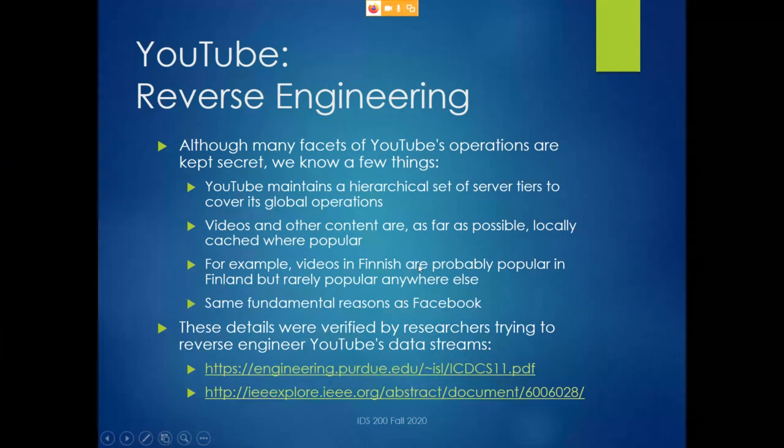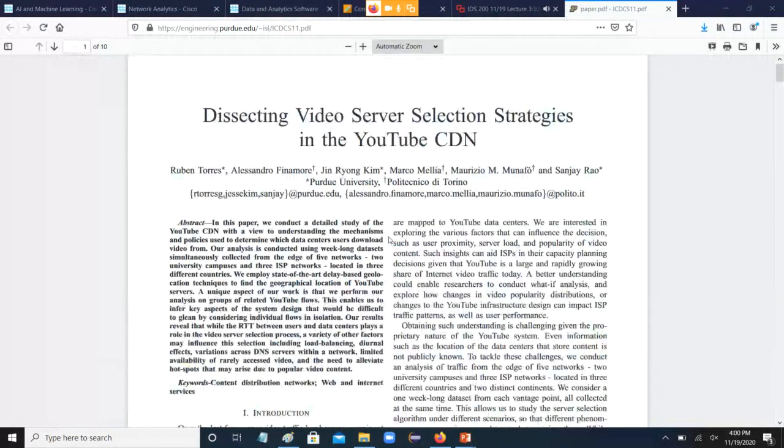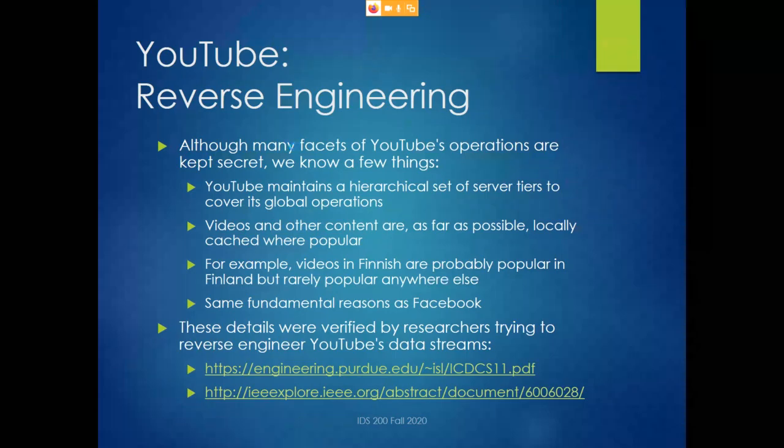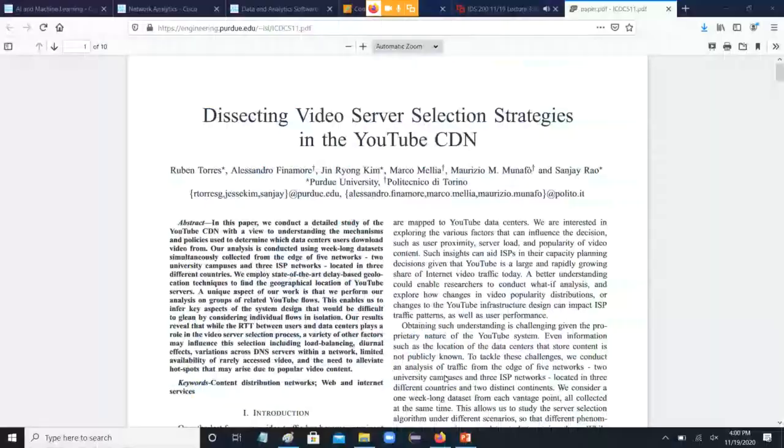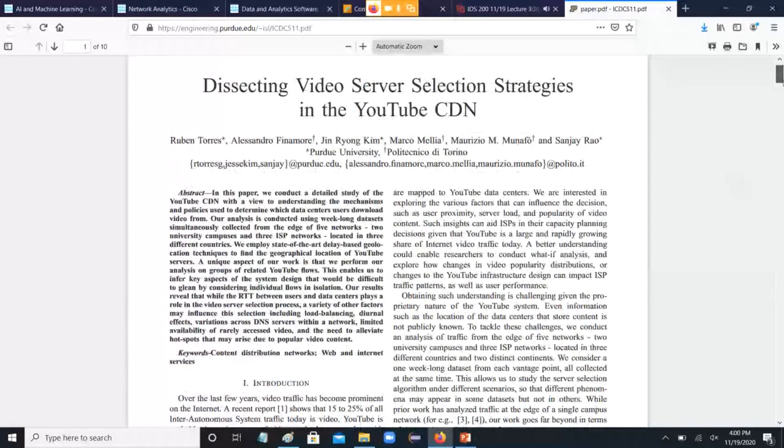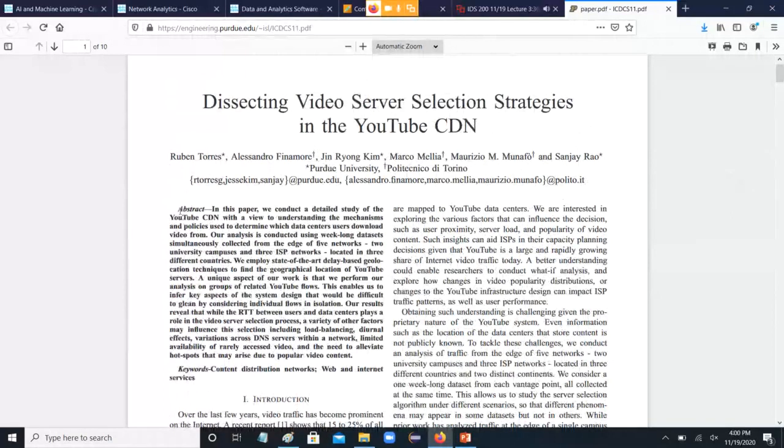Yeah, YouTube has different facilities in different locations, but there was a wave of people around 2011 that were reverse engineering YouTube's data streams to see where it came from. So for example, if this PDF is still up there, let's see. This is an old conference paper, Dissecting Video Server Selection Strategies in the YouTube Content Delivery Network, CDN. There we go. Okay, so if you go down and read through the whole thing, you don't have to, you can just read through this.